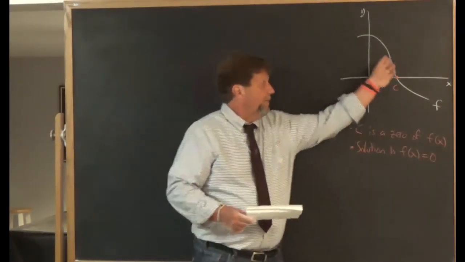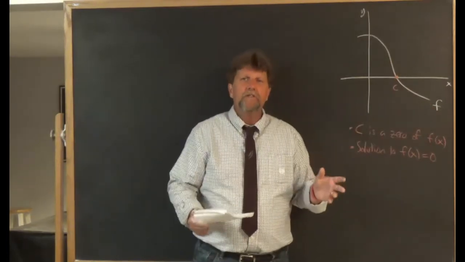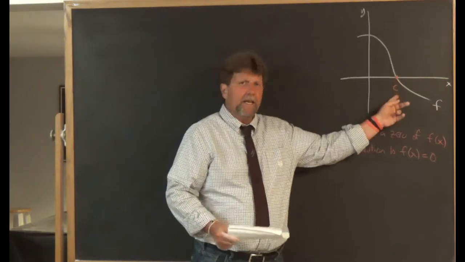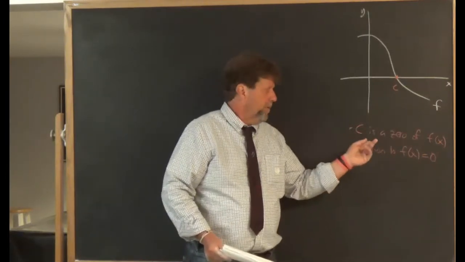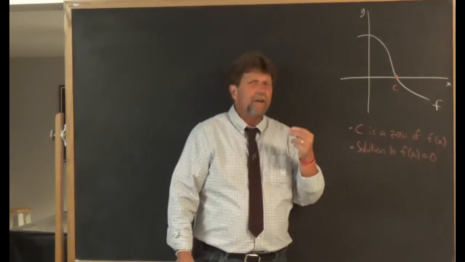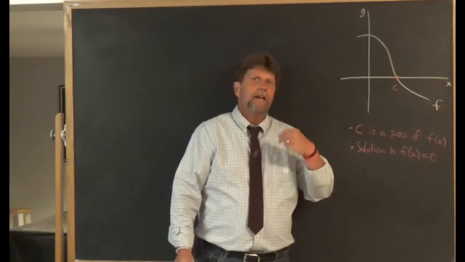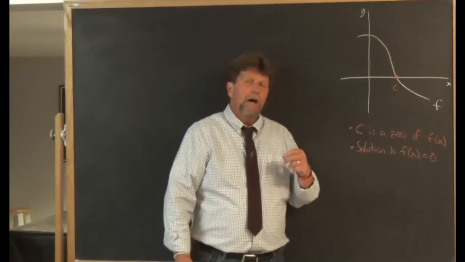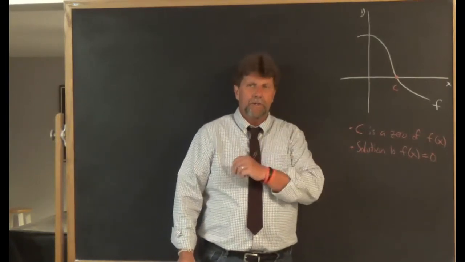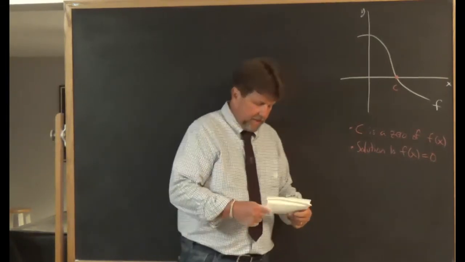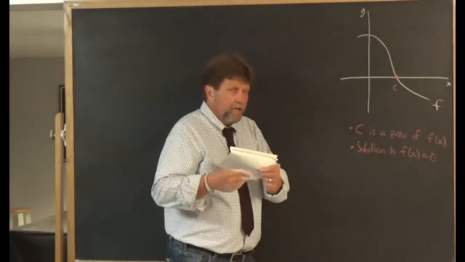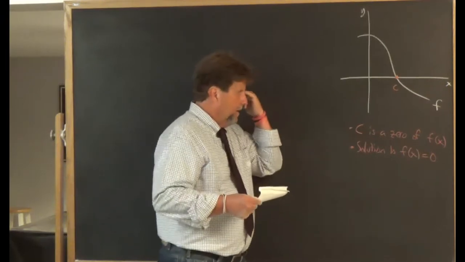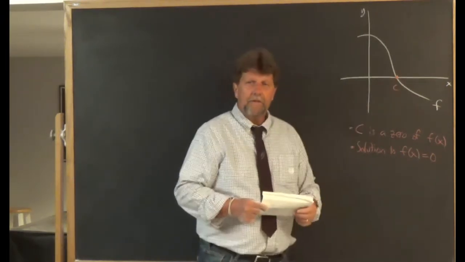So I have the graph of some function here. Don't know what the function is, don't care. I've labeled this as C. So from algebra, we would have called C a zero of the function. It's an x-intercept of the graph. It's a solution to setting the function equal to zero. That's what it means to be a zero. So what Newton's method does is, how can we approximate the zero of this function?